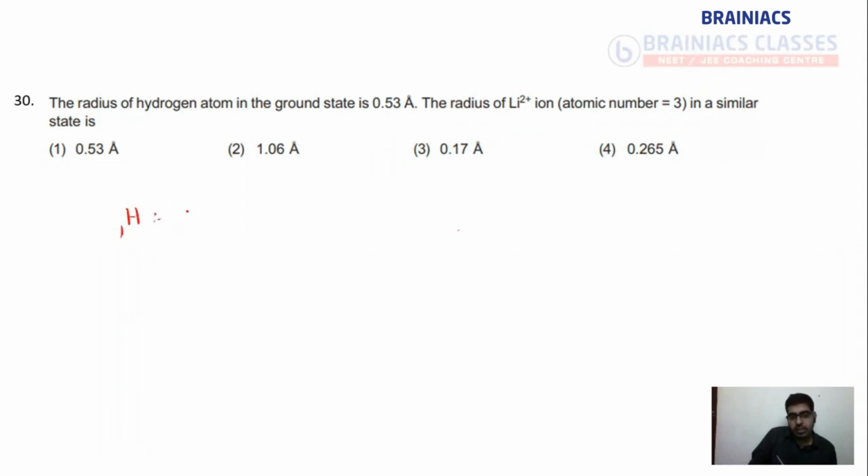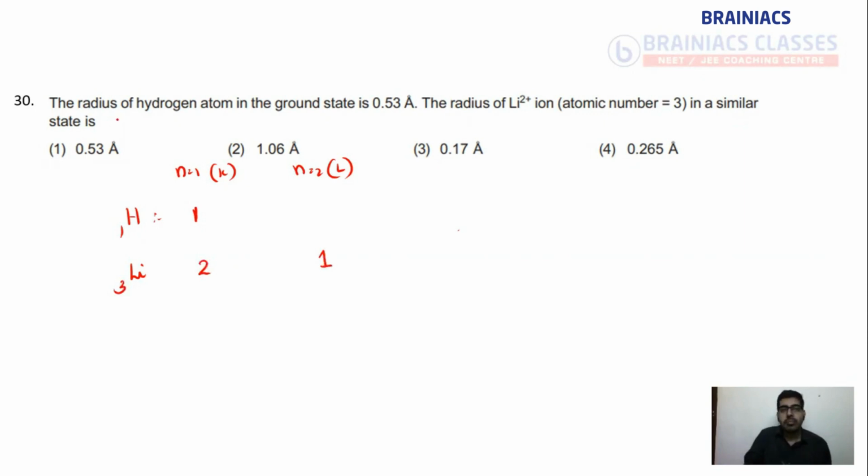First shell contain only 1 electron. There is only 1 electron, so first shell contains 1 electron. First shell is n equal to 1 shell or K shell. Second shell is n equal to 2 shell or L shell. Now, in the case of lithium, atomic number 3, configuration: first shell contains 2 electrons, second shell contains 1 electron.